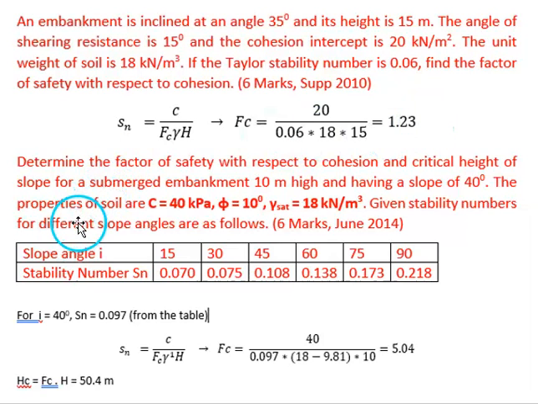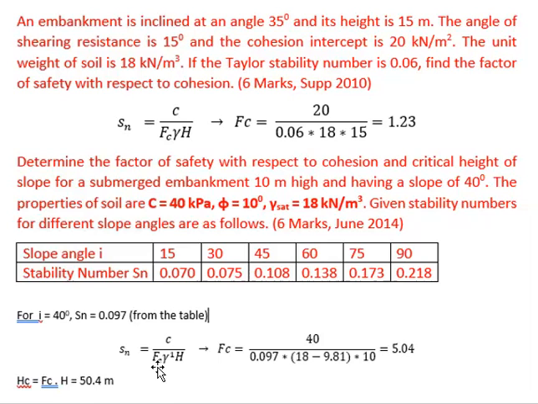Then another example: determine the factor of safety with respect to cohesion and the critical height of slope. Critical height of slope means HC. For a submerged embankment, here the slope is submerged, so we should take the submerged unit weight. And here stability numbers are given, soil properties are given, and we can use the same stability number equation.